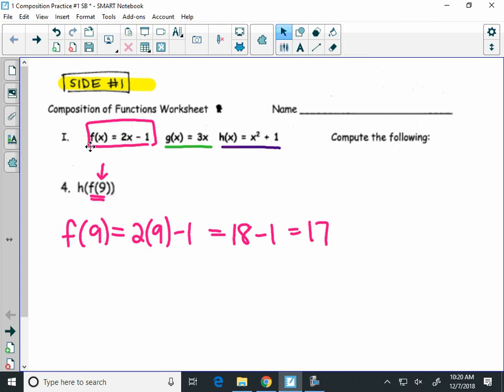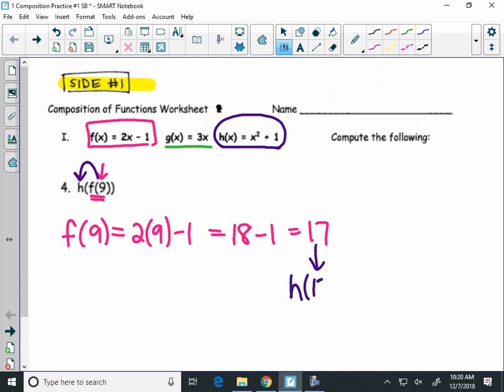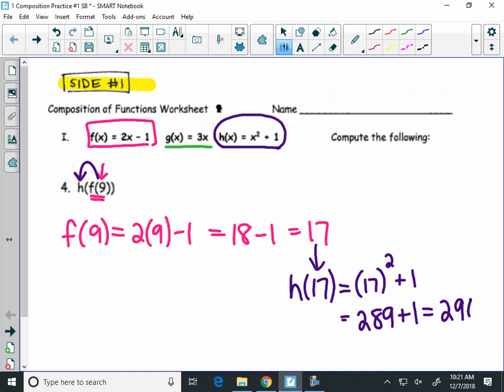Once we know that value, I'm going to put it into the function on the left. And the function on the left is h of x. So that 17 is going to go into the function of h. So we're going to have, instead of x, we're going to put 17 in parentheses to square it, plus 1. Well, 17 squared is 289 plus 1, which is 290. That is how you do number 4.